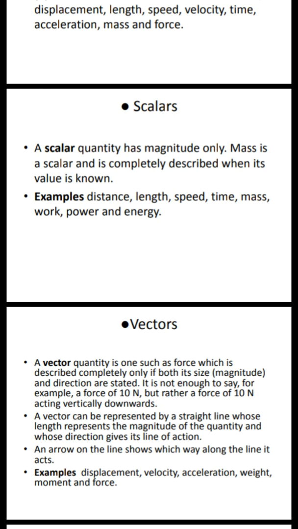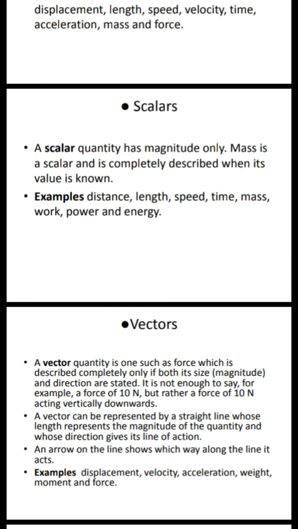Before discussing the difference between scalars and vectors, you need to know what physical quantities are. Any quantity which can be measured is said to be a physical quantity. For example, time. Time can be measured by using a stopwatch or a clock. So time is an example of a physical quantity.